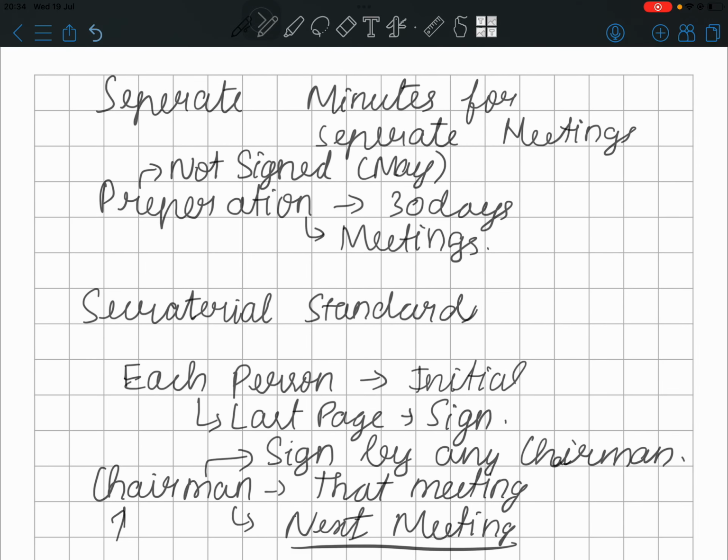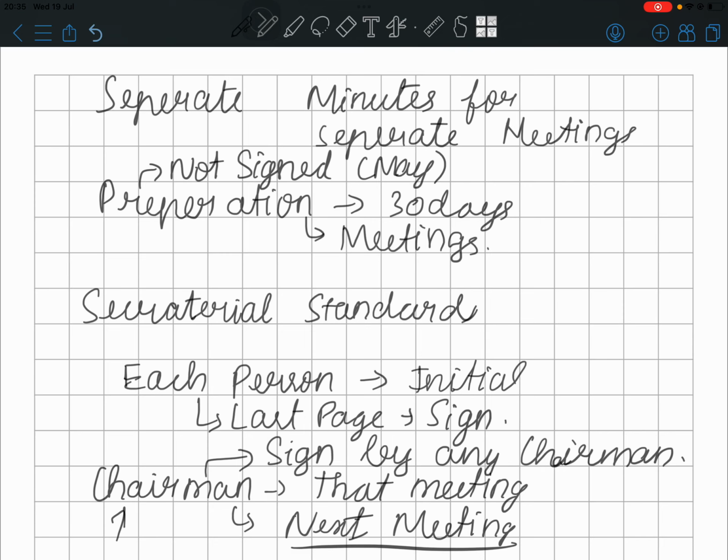Can we keep all the meeting papers together? For example, we have board meetings, circular resolutions, special meetings, AGM and EGM. Can we keep every meeting in the same book? No. We should have a separate minutes book for each. Where should the minutes book be kept? It should always be kept at the registered office.